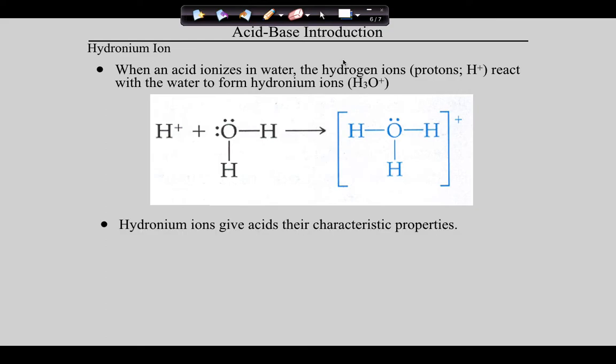So guys, these are the things you need to know about hydronium. Guys, hydronium ion is actually the thing that gives acids their characteristic properties. So if you spill acid on your arm and you're like, the acid's burning me.